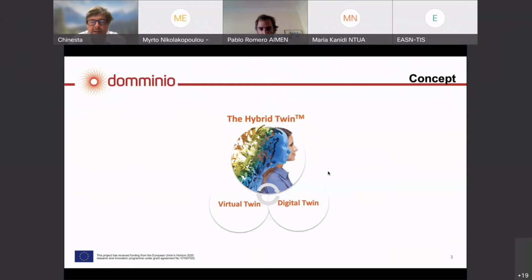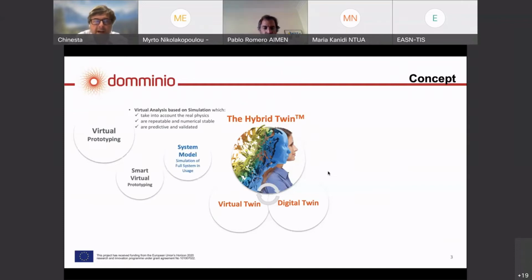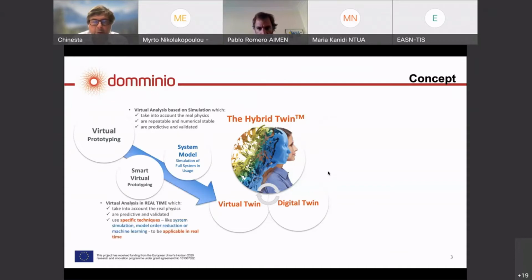And the idea is to iterate between these two guys, the virtual and the digital, the physics and the data, in order to create this new paradigm that we call hybrid, in particular hybrid twin. So on the left, you have your virtual prototype that is based on the laws of physics, that you are trying to manipulate very fast by using model order reduction that we call smart virtual prototyping, and that we are introducing at a system level when there are many physics or many components that are dialoguing.